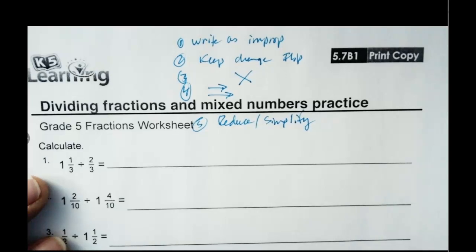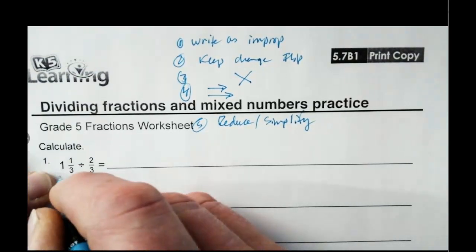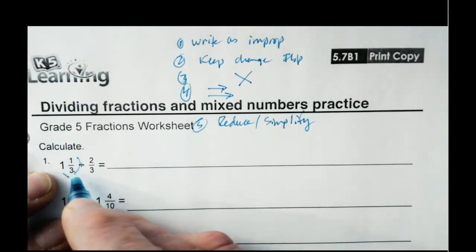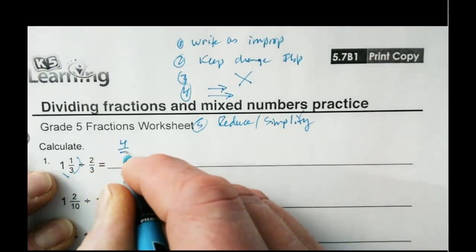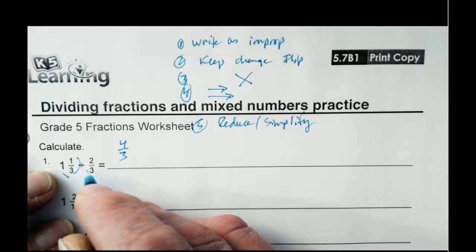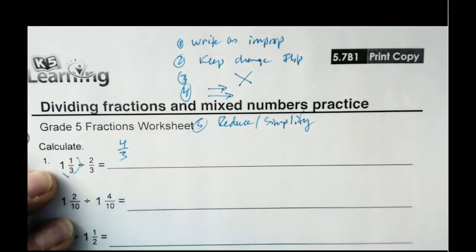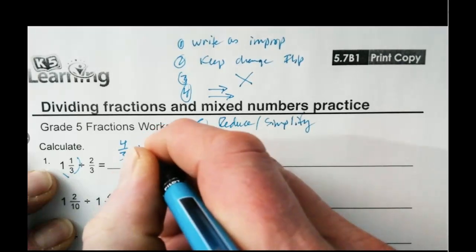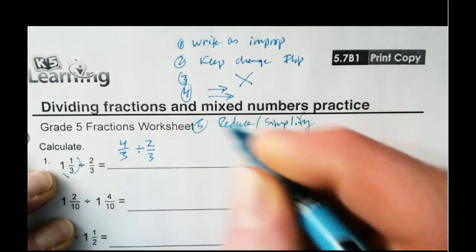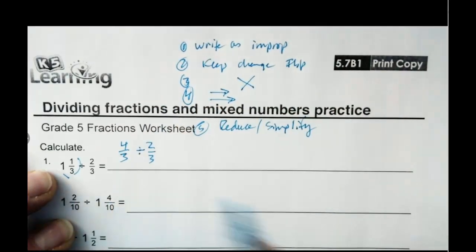So let's just try it here. First thing, let's make these into improper fractions. 1 times 3 is 3 plus this one. This one will be 4/3. And this one is already in the form of a fraction. It's not a mixed number, so we don't have to do anything. So we're just dividing it by 2/3. So we wrote it as improper.